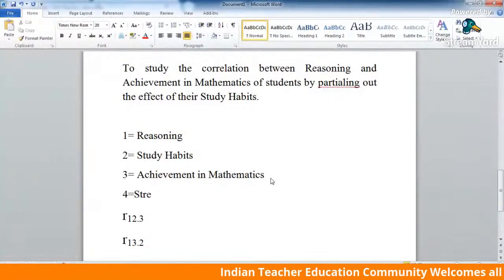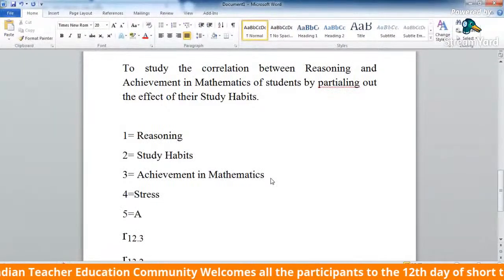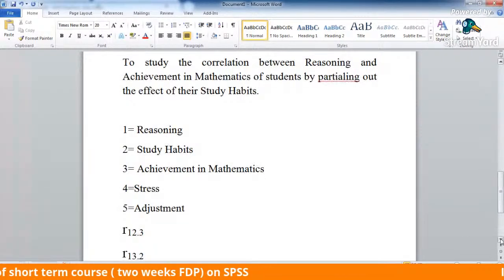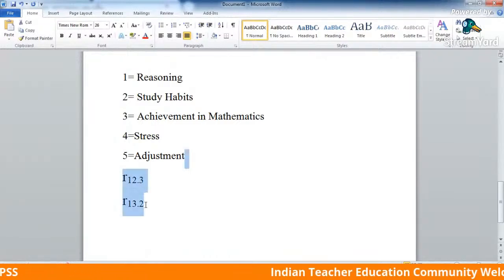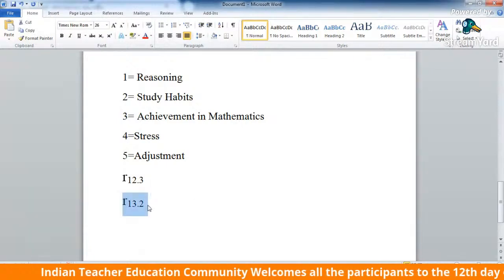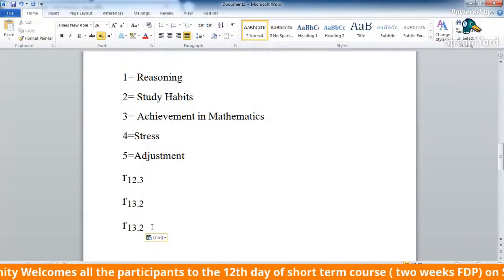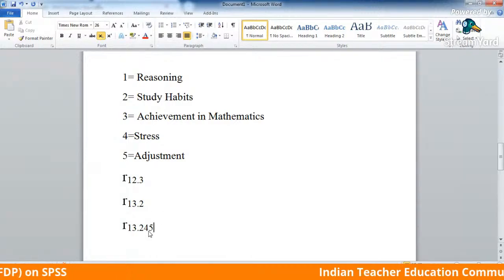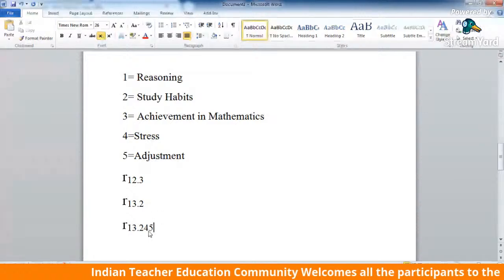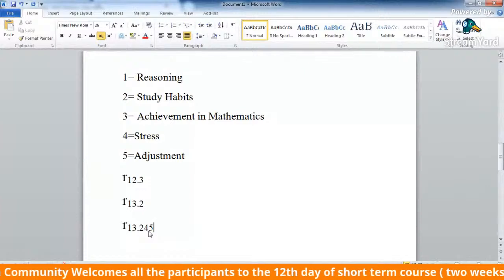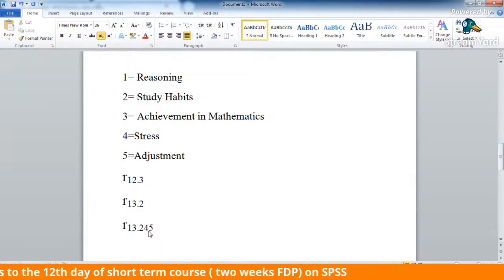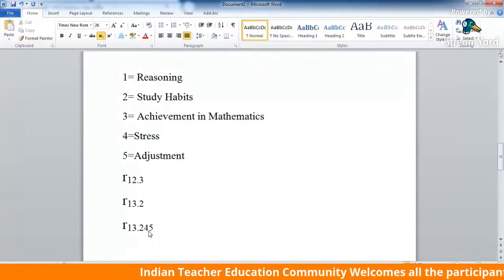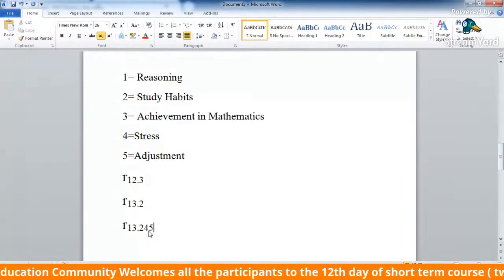say my fourth variable is suppose stress. Say my fifth variable is suppose adjustment. And if suppose I write like this, R13.245, the meaning is I am finding out the correlation between variable 1 and variable 3 by partialing out the effect of variable 2 and variable 4 and variable 5. I need not put a comma between 2 and 4. I have just to write 2, 4, 5. Okay, so this is how you have to write the abbreviation for the partial correlation.